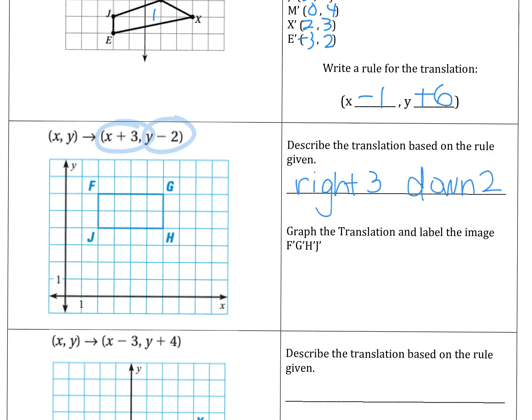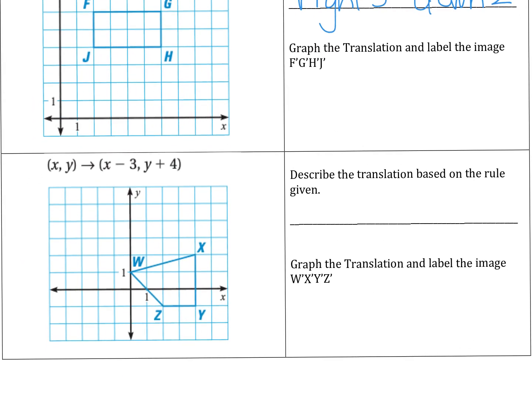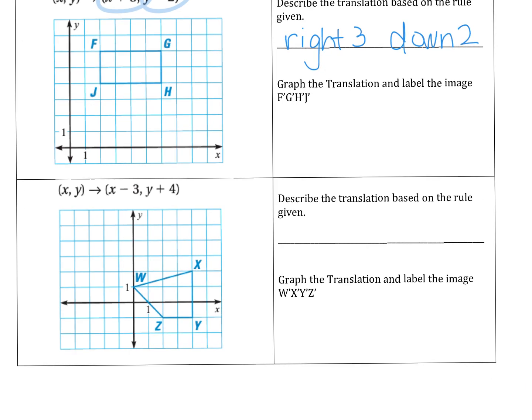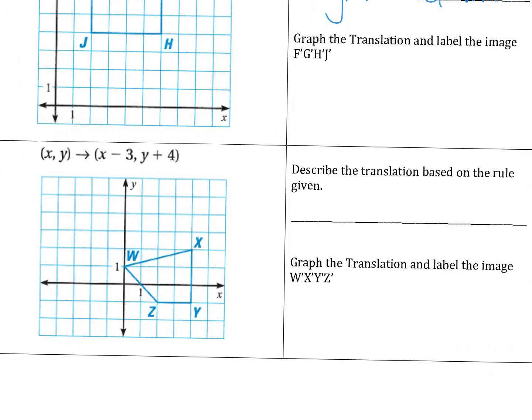Okay? Next one. Same thing. We're going to describe the rule, and I'm not going to graph. I'm going to have you graph. So minus 3 means I went left 3 this time. And plus 4 means I went up 4. So I want you to take that shape and go left 3 and up 4 and draw me a new picture.